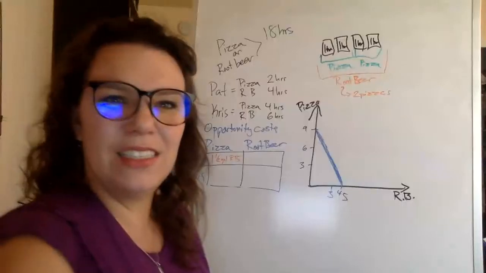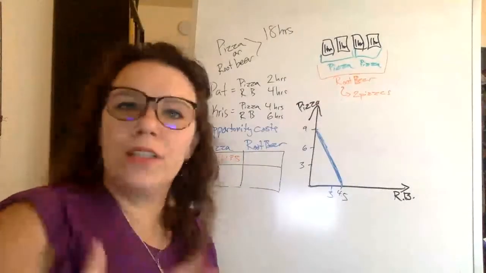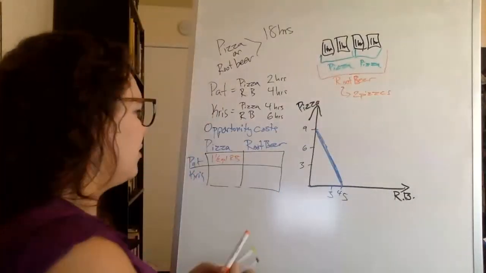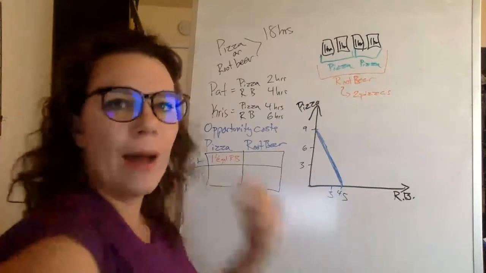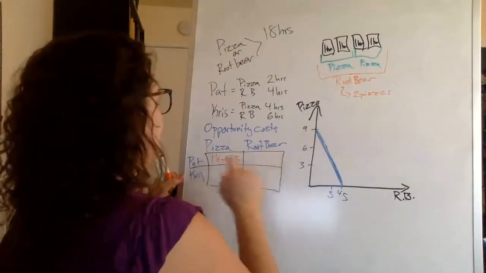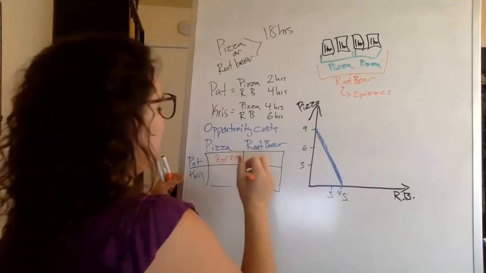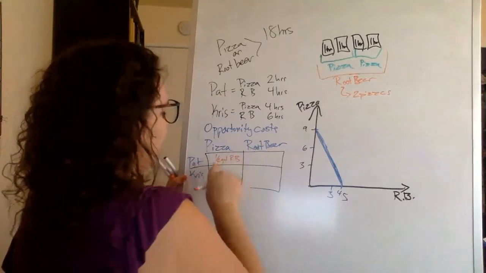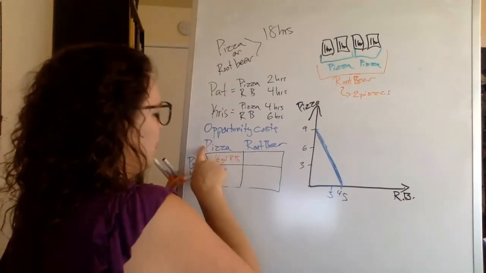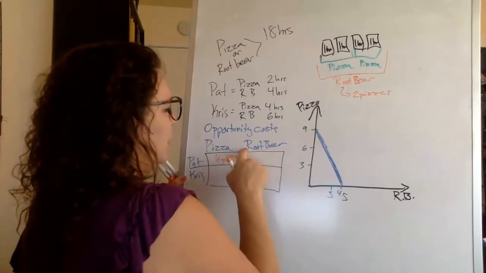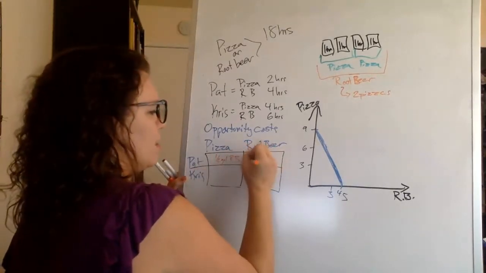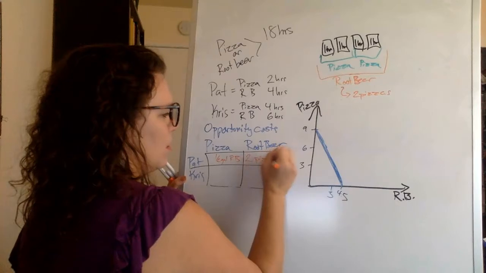Does that kind of make sense? This is a weird concept. Opportunity cost is hard. Comparative advantage is hard. So I hope that by showing you a couple of different ways to think about it, it makes it easier to process. So we got opportunity cost of pizza is 1/2 gallon of root beer. Opportunity cost of root beer for Pat is 2 pizzas.